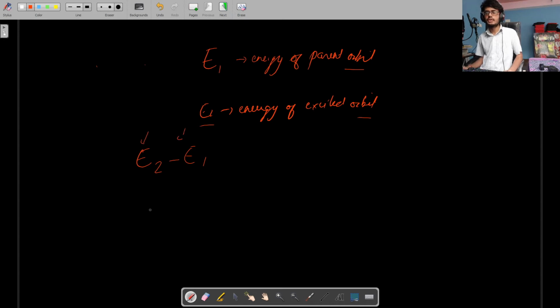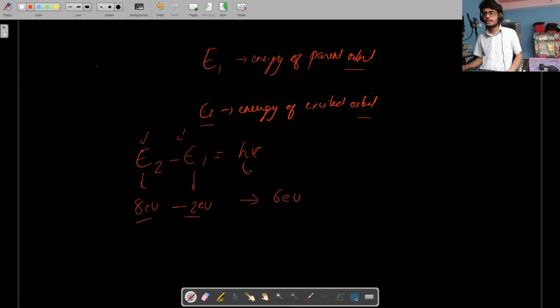In my example, the final orbit had an energy of 8 electron volts and the initial orbit had an energy of 2 electron volts, right? So it has to lose 6 electron volts of energy. This is what I said; I assigned numbers in the previous example. Now I'm assigning alphabets to it. So now this is equal to h nu.